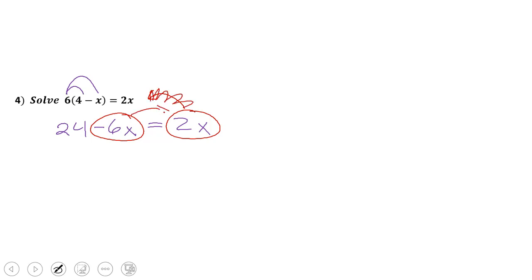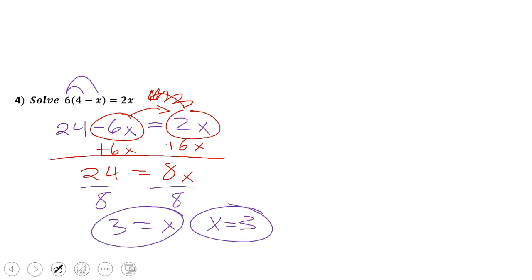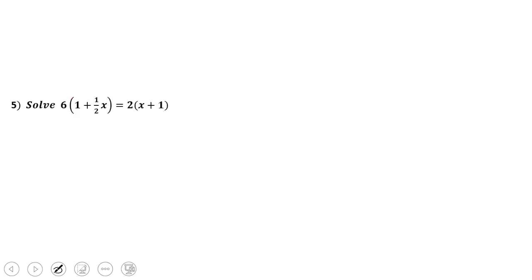I recognize that I want to get the variable on the opposite side of the 24, so I'm going to move the negative 6x to the other side by adding 6x to both sides. And I get 24 is now equal to 8x. And I recognize I just divide by 8 to isolate the variable, divide by 8 to keep the equation balanced, and I get 3 is equal to x, or x equals 3. Either one is correct. Go ahead and pick up your stuff, write it all down, and join me for example 5.